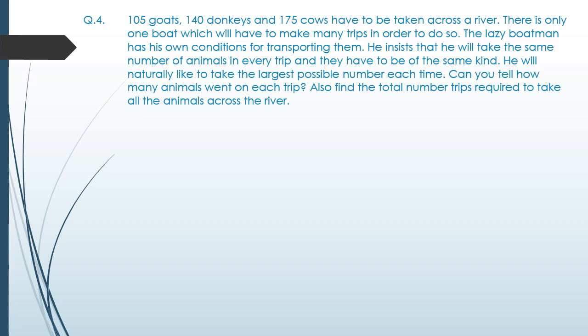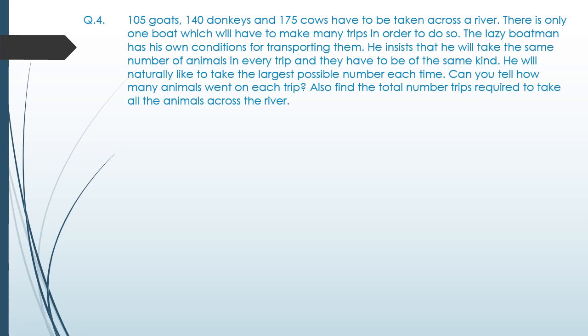140 donkeys, and 175 cows have to be taken across a river. There is only one boat which will have to make many trips in order to do so. The lazy boatman has his own condition for transporting them. He insists that he will take the same number of animals in every trip and they have to be of the same kind. He will naturally like to take the largest possible number of animals each time. Can you tell how many animals went on each trip? And also find the total number of trips required to take all the animals across the river.